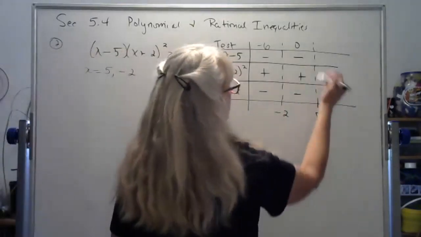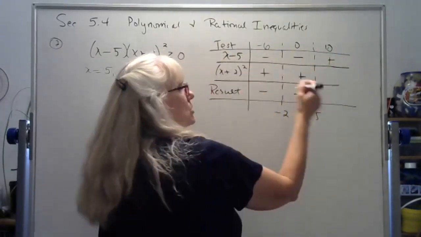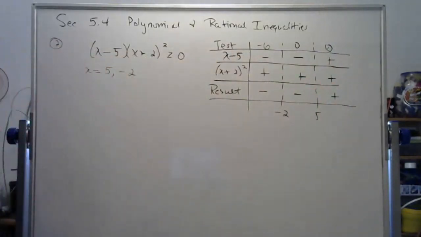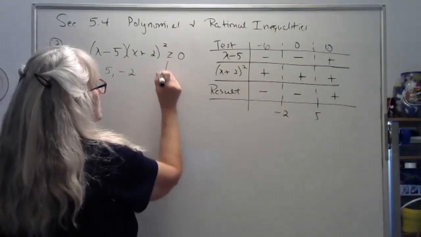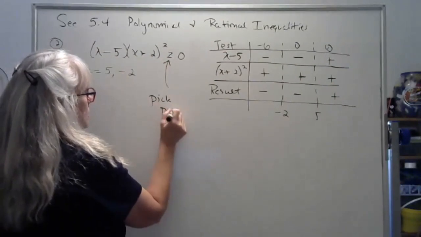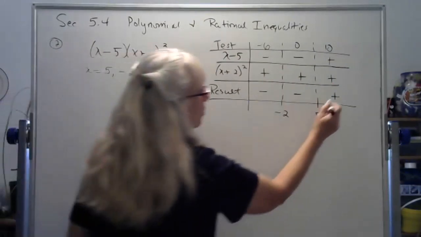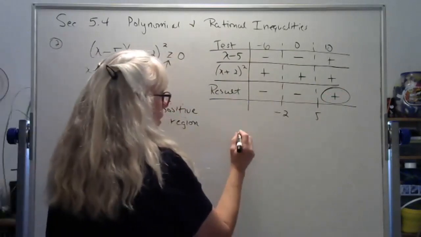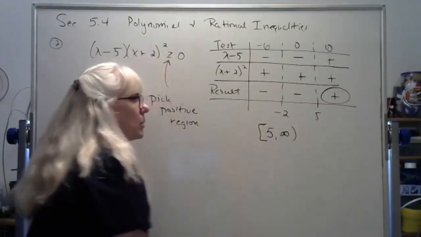And I need something larger than 5. Let's use 10 because we know 10 is larger than 5. 10 minus 5 is positive. 10 plus 2 squared is positive, and the net result is a positive. Okay. So now that we've got our sign chart built, we'll come back in and pick the regions that satisfy the inequality. So this time it says greater than or equal to 0. So we're going to pick the positive region. We only have one of them, so it's this one sitting here. So that means that we're going to go from 5 to infinity. And because of the inequality this time, we'll put a bracket on it.